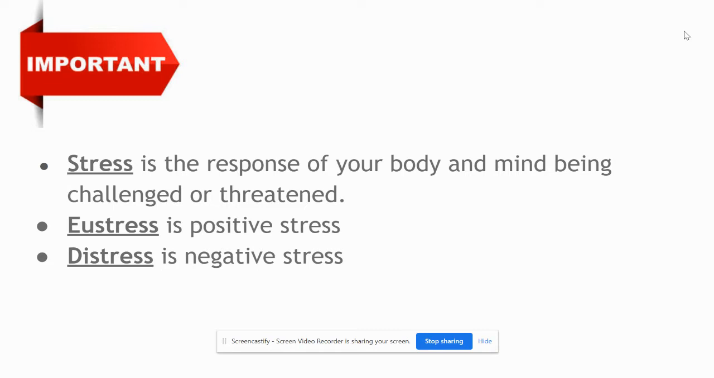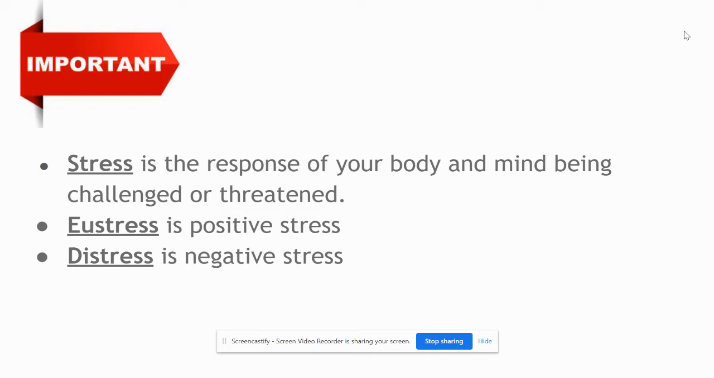Eustress is positive stress, like studying hard, practicing, and then seeing some positive results. Distress is negative stress, like forgetting what you studied, or being overwhelmed with school, or of course things like the death of a loved one. Having a good amount of stress in your life is actually a good thing. A little bit of stress can help encourage you and motivate you to get things done.